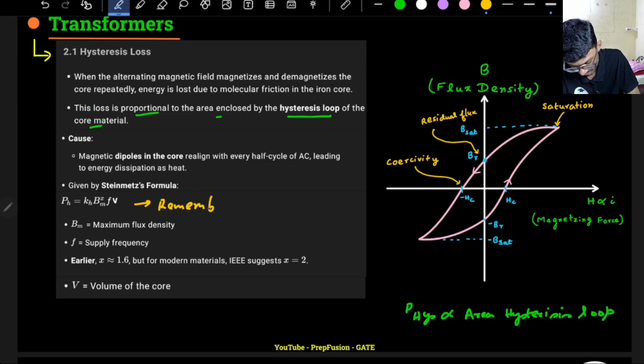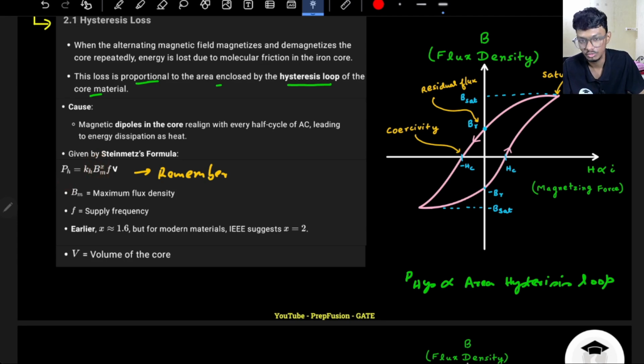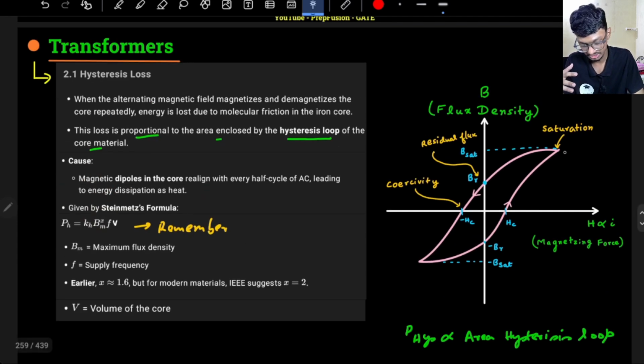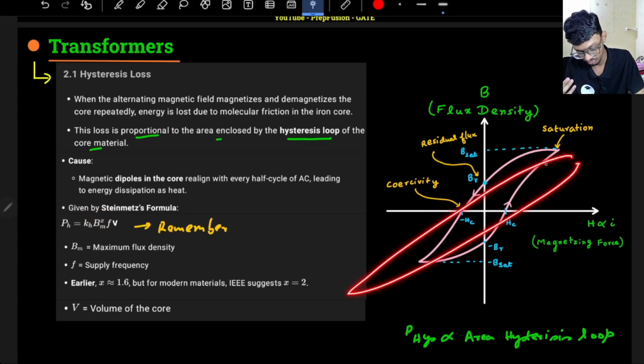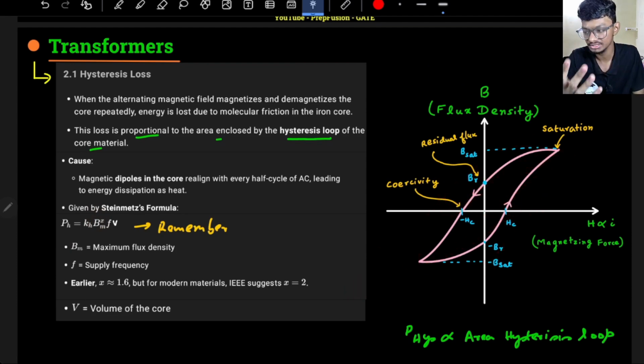So a few things to notice here for the hysteresis loss: my hysteresis loss actually depends on the maximum flux density in the core. If the flux density is higher, that means I am somewhere here, so there will be more hysteresis because I will go here and here, so the area of the loop will increase. So as the flux density increases, the hysteresis loss also will increase.